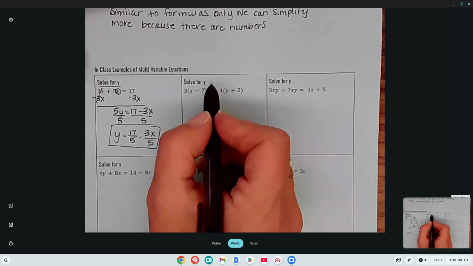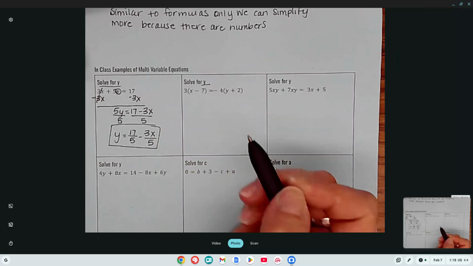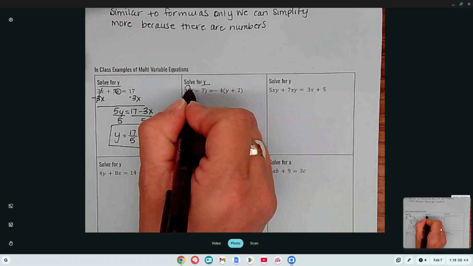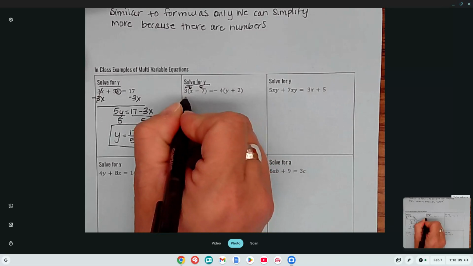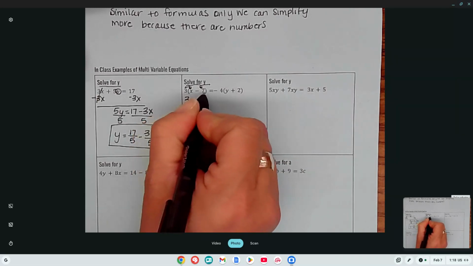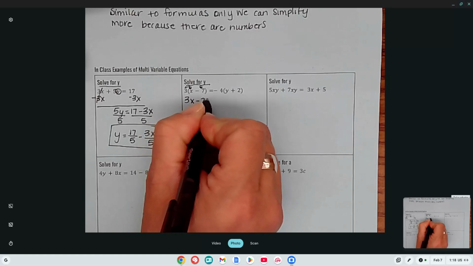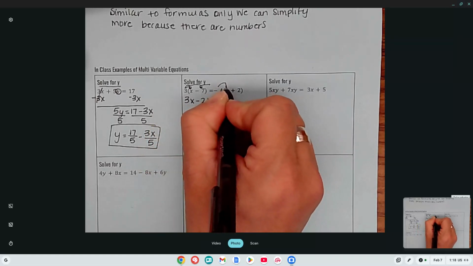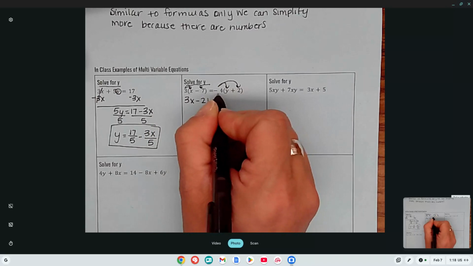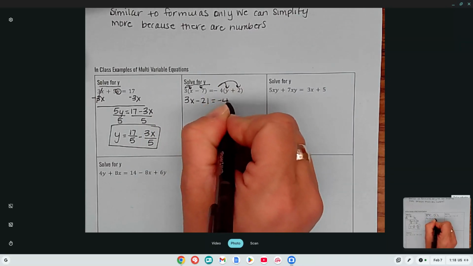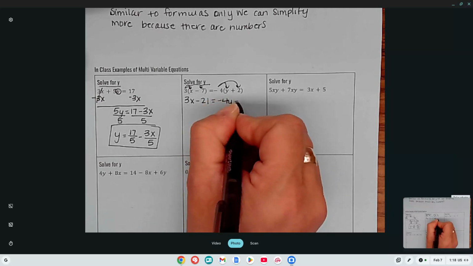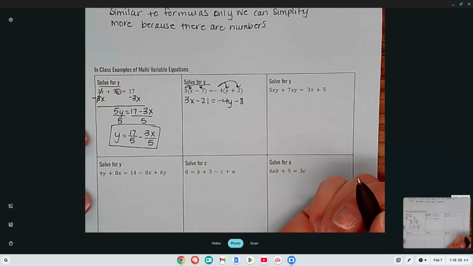Again, we want to solve for y. Okay, well, let's start by simplifying. Let's go ahead and distribute in here. So 3 times x is 3x. 3 times negative 7 is negative 21. This is a negative 4. Be careful with those negatives. Negative 4 times y is negative 4y. Negative 4 times 2 is negative 8.